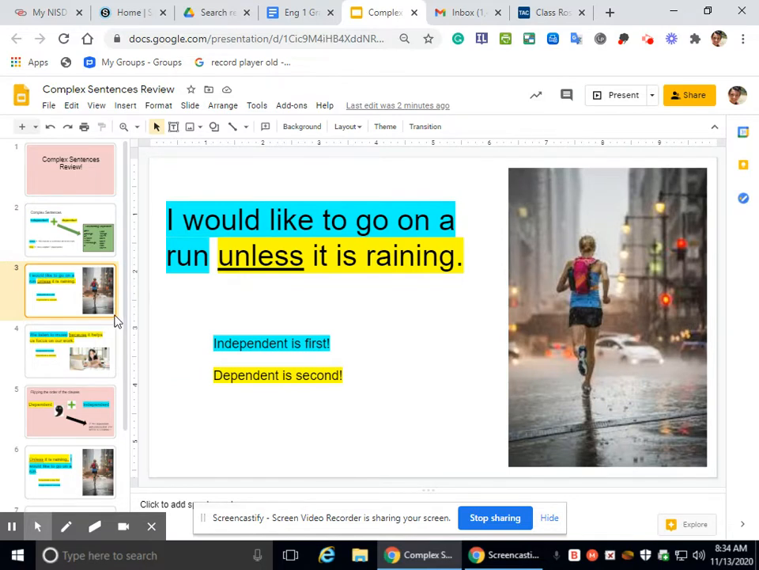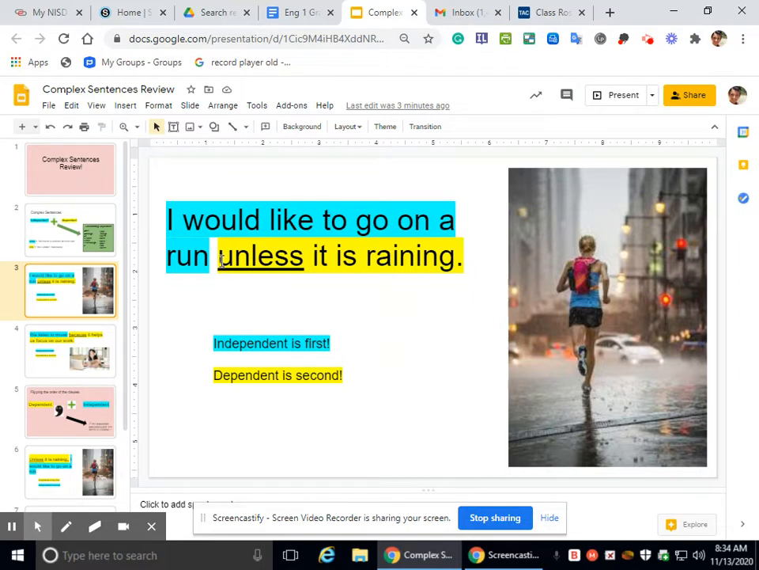All right, let's look at the sentence. I would like to go on a run unless it is raining. If you look at the first part of the sentence in blue, I would like to go on a run, that sentence makes sense all by itself. So we can call that the independent clause. Whereas the second part of the sentence, unless it is raining, you can't just go up to somebody and say, hey, unless it is raining, because that would not make sense. It's just a part of a sentence. So we're going to call it the dependent.